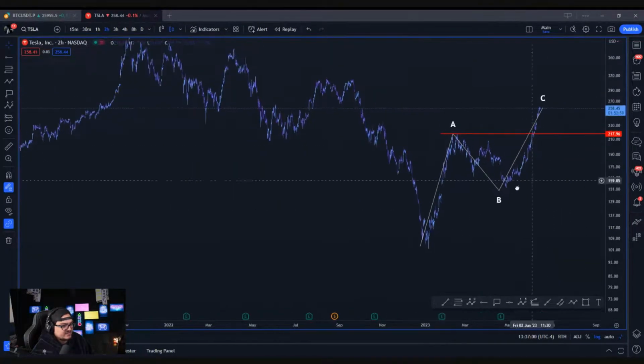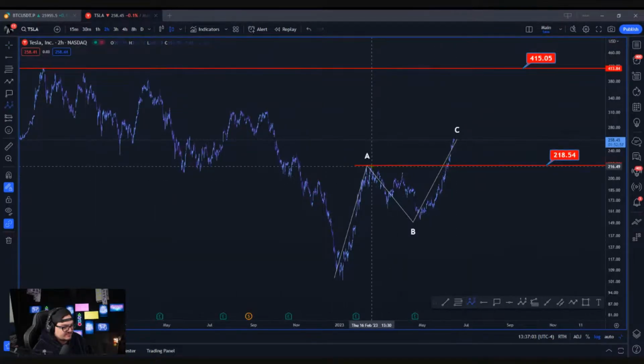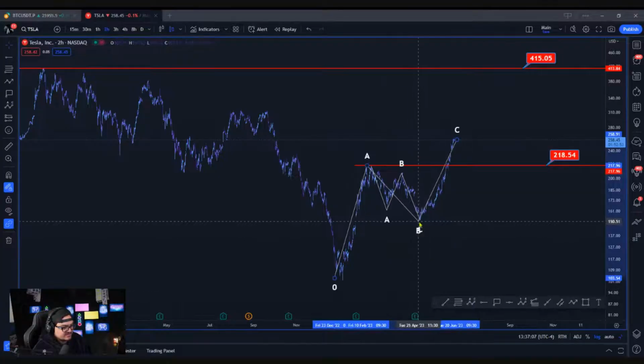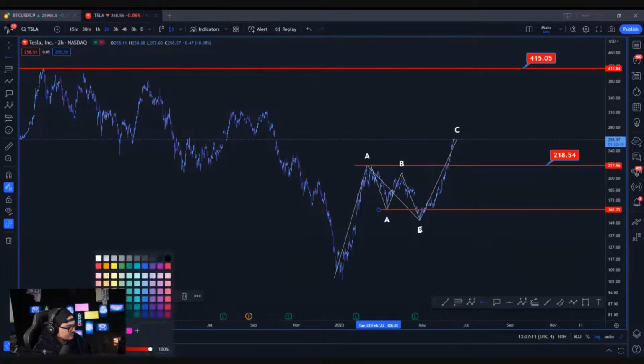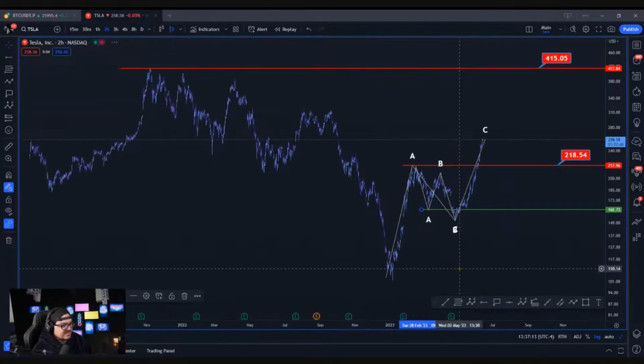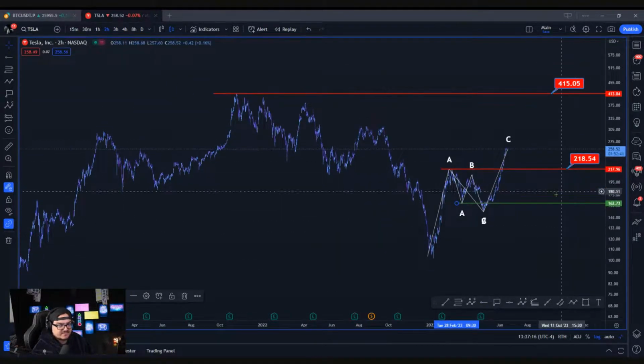You did have a bullish setup within the B. That was a nice position there. But besides that, that's pretty much it.